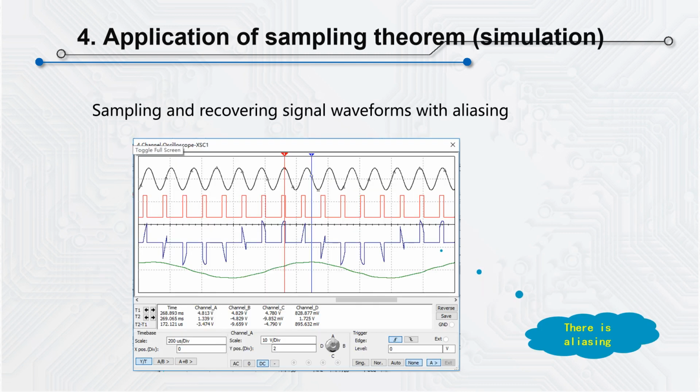This figure shows the waveform of the sampled and recovered signal with aliasing. This is f(t), and this is a rectangular pulse. Obviously, its sampling frequency is relatively low, or its sampling interval is relatively large. This is the sampled signal.